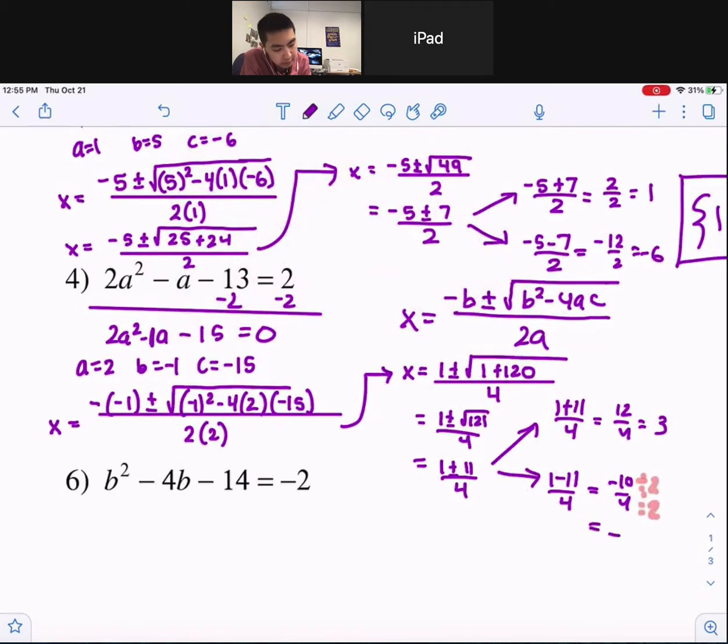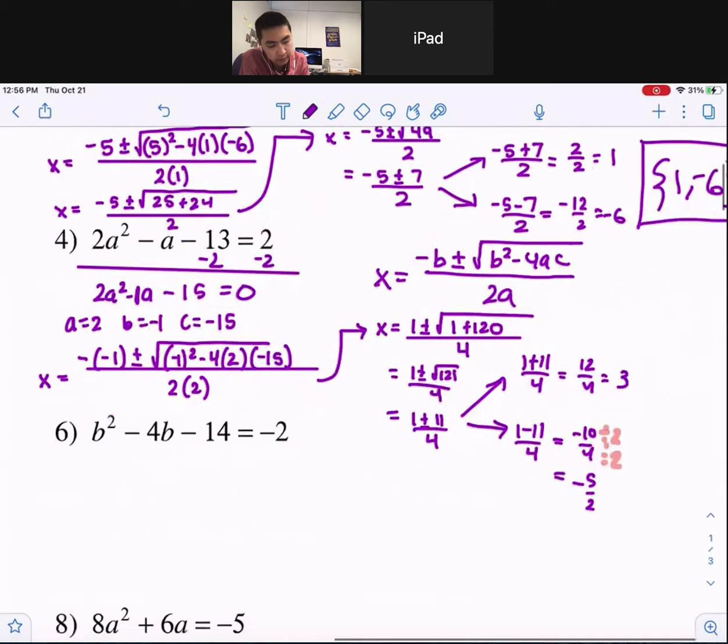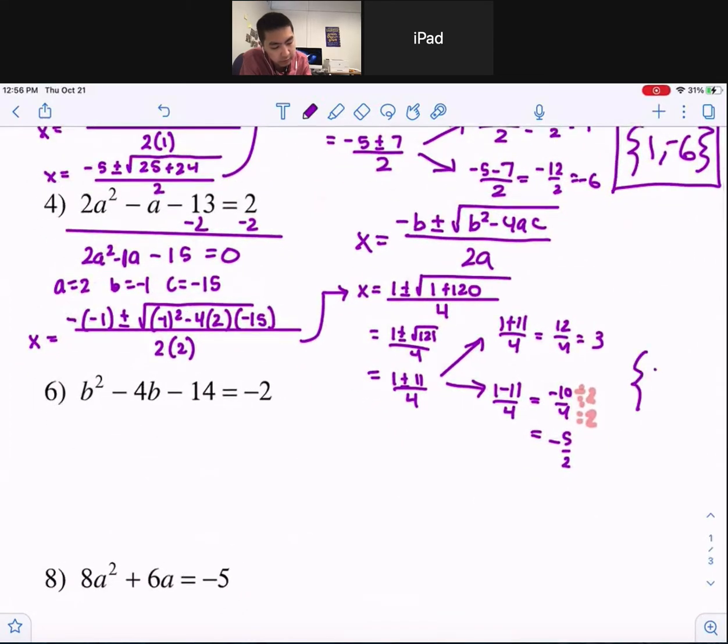Which would have given you guys negative 5 over 2. So for that answer, again, order does not matter. These brackets represent solutions: 3, comma, negative 5 over 2.